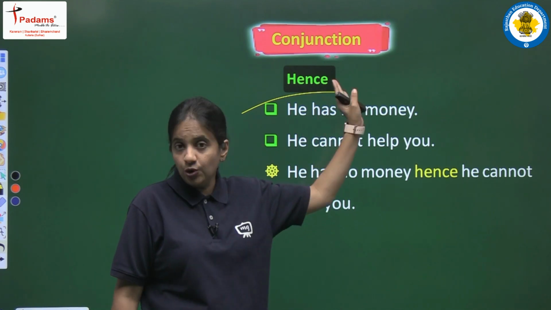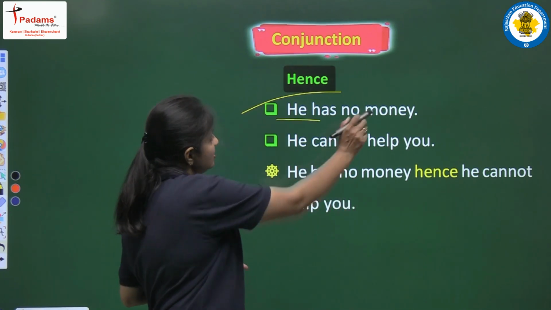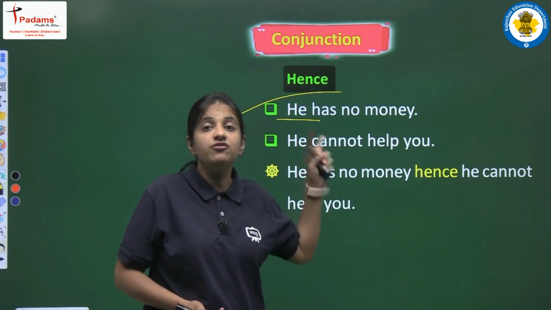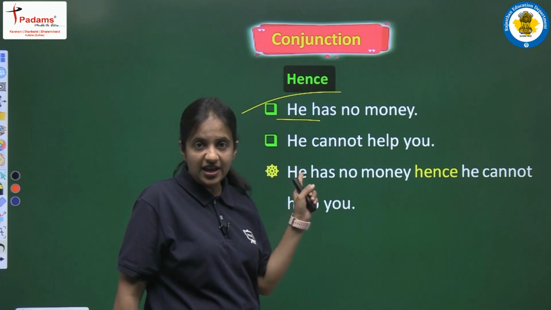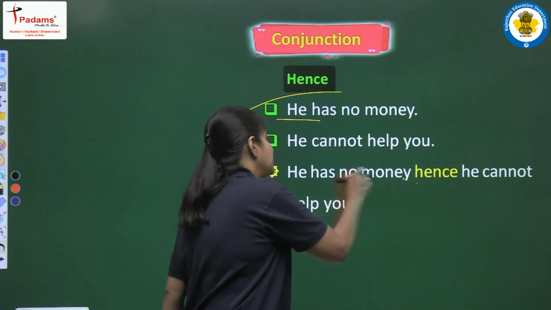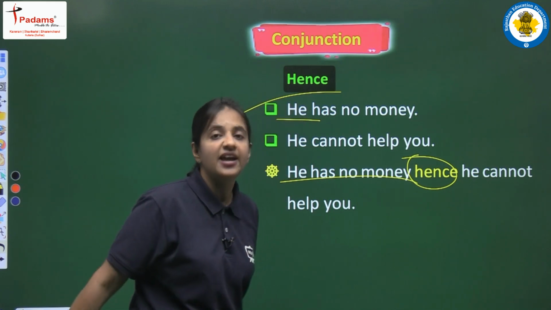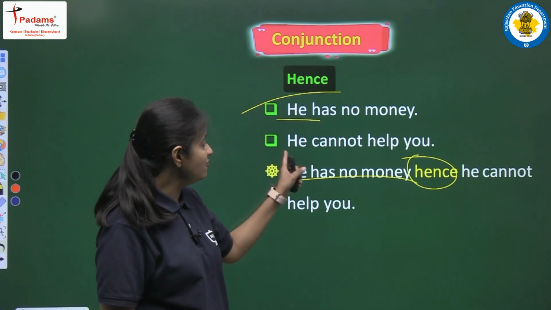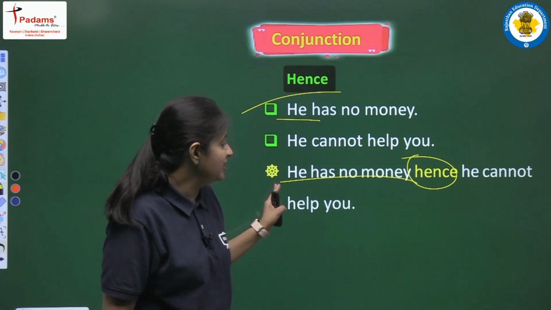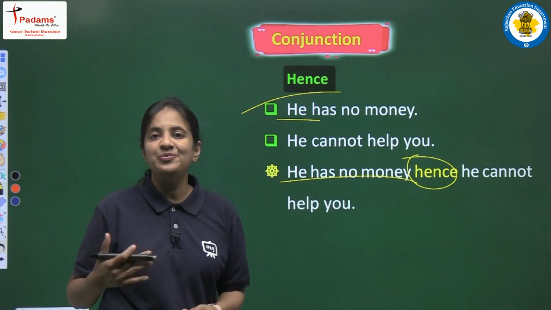He has no money. Second, he cannot help you. So again in the first sentence we are having one statement. In the second sentence we are talking about the result of this thing. So again we have to use hence. So first of all we are writing the first sentence without doing any changes. So here we are writing he has no money. After that we have to use our conjunction, that is hence. So we are writing hence, and after that we are writing the result, that is he cannot help you. So in this manner the complete sentence will be he has no money, hence he cannot help you.